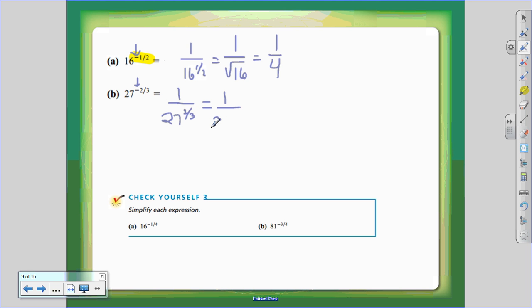So this would be the cube root of 27 squared, actually. And that works out to be, well, if I square 27, I get 729. So I need the cube root of 729. And that would be 9. So I have 1 over 9.